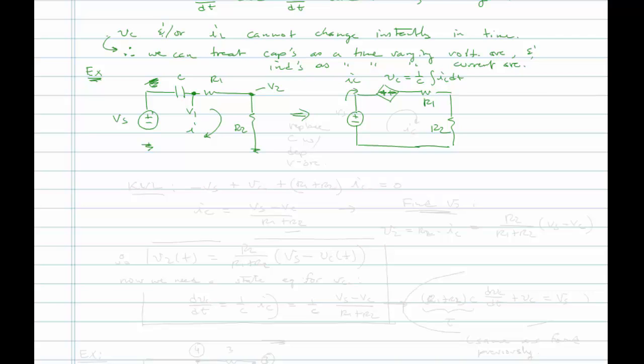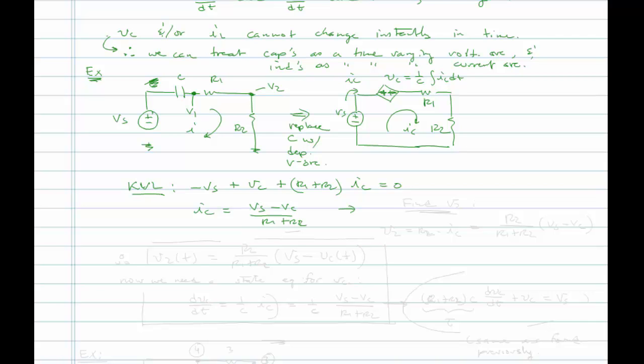So let's write a KVL equation. Okay, so here we're going to, let me just say, replace C with a dependent V source. Okay, so let's do KVL for our circuit. We'll have, this is I, or IC. We will have minus Vs plus Vc plus R1 plus R2 times IC is equal to 0. Okay, and we can solve for IC. IC is going to be equal to Vs minus Vc over R1 plus R2.